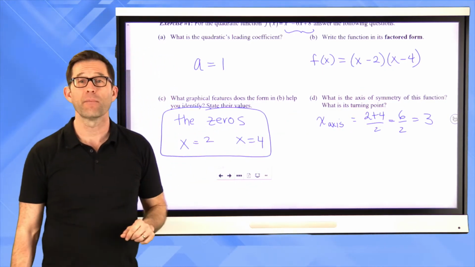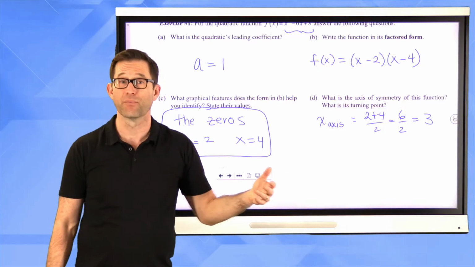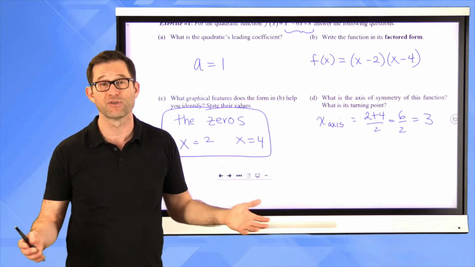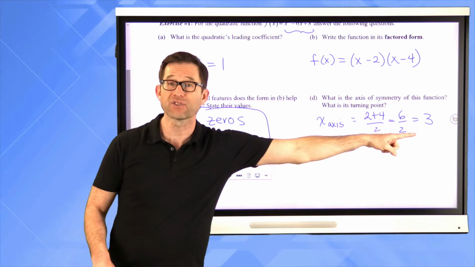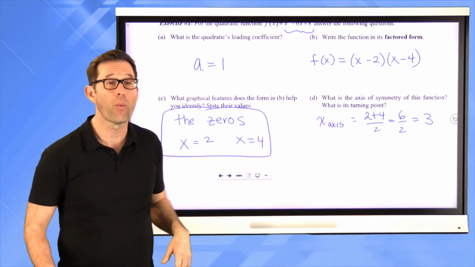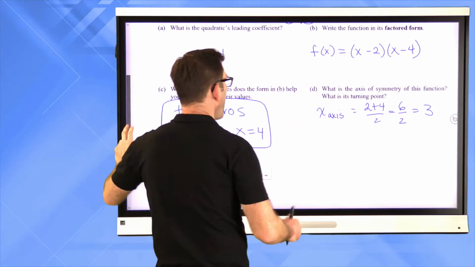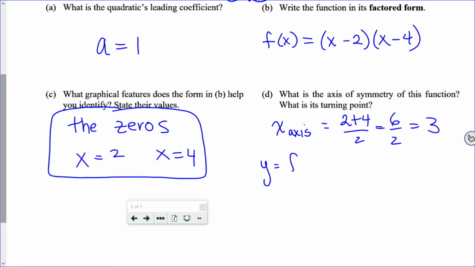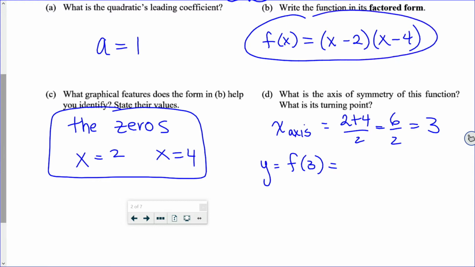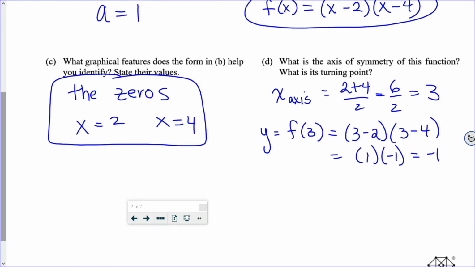Now, how do I find my turning point? Well, my turning point is simply the coordinate point where it changes direction, and I know the x-coordinate of it already. I just need the y-coordinate, right? The axis of symmetry always passes through that, and you know what I think? I think I'm going to use the factored form of the function to figure it out. I'll have 3 minus 2 times 3 minus 4. That's going to be 1 times negative 1, which is negative 1. That's my y-coordinate. So my turning point is at 3 comma negative 1.